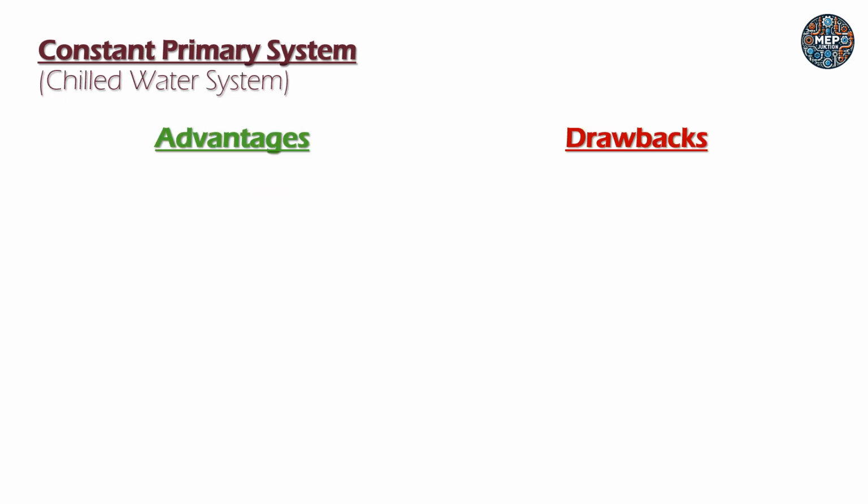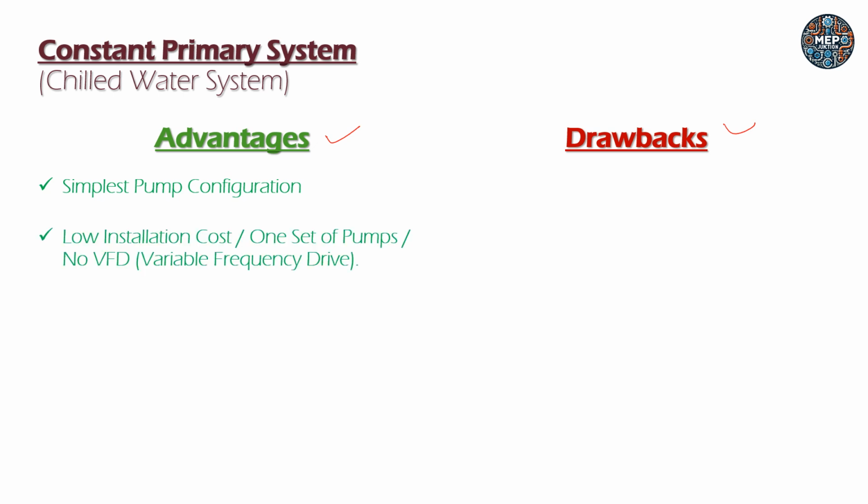So let us discuss the advantages and the drawbacks of having constant primary systems. The first one is simplest pump configuration. So either it is condenser water pump, it's fixed speed, and then the primary chill water pump is also fixed speed. Very simple configuration. Then low installation cost. There is no VFD on pumps or on the chiller or on the cooling tower. One set of pumps, so there is only primary pumps. There is no secondary pumps.